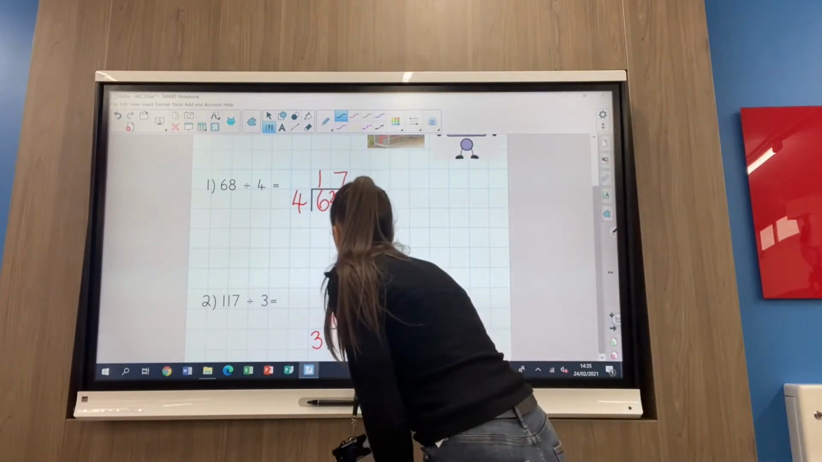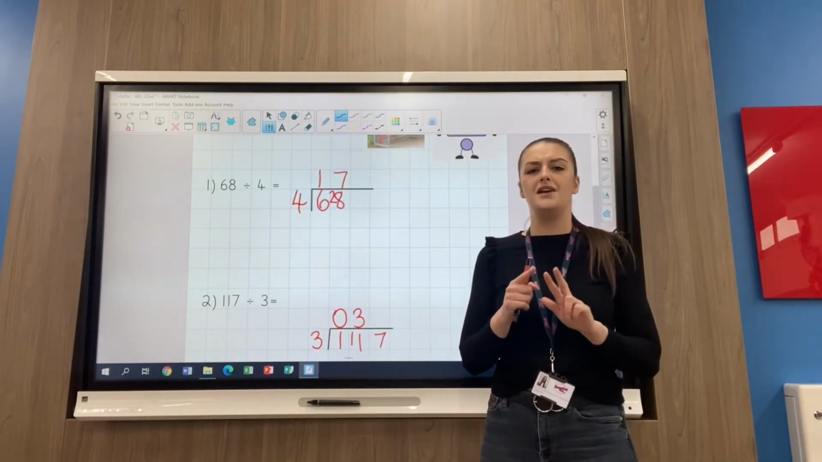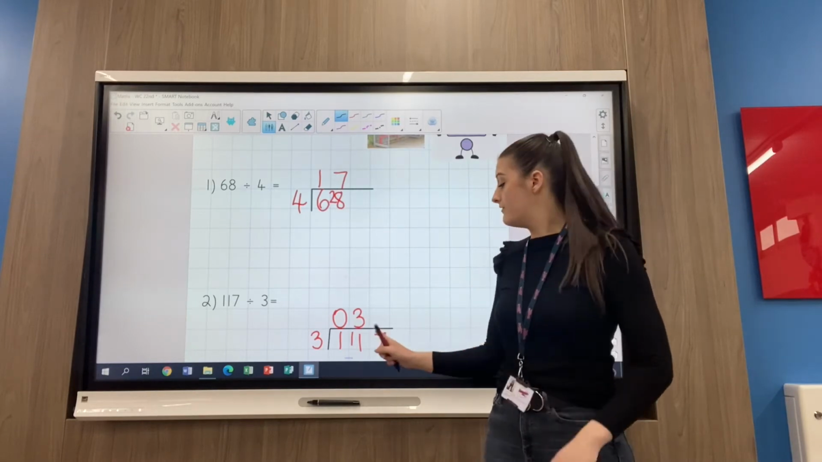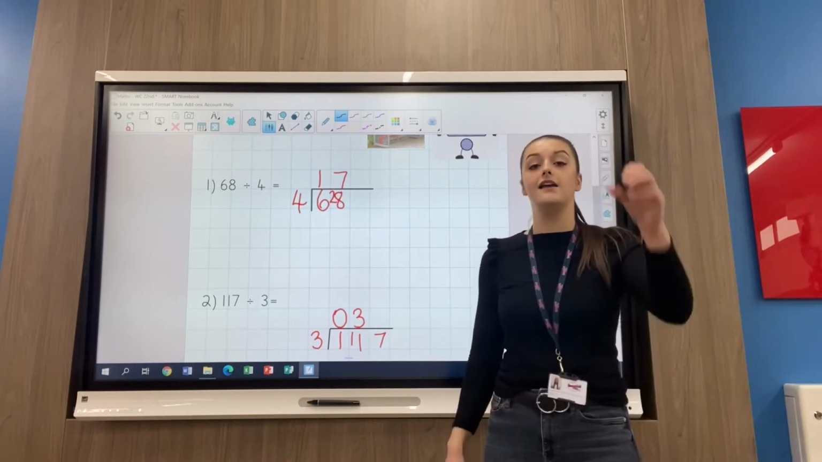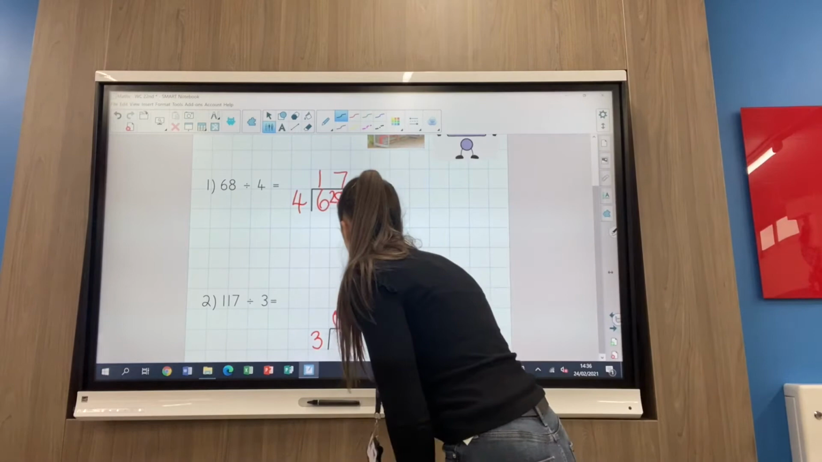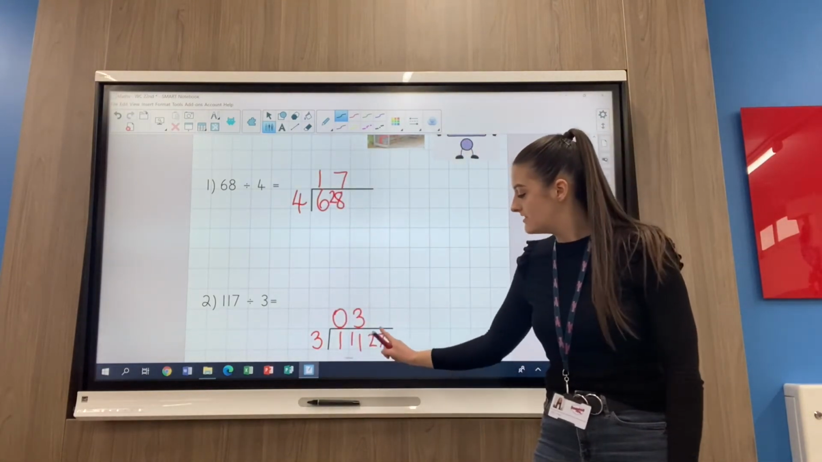So I'm going to record that on the top in the number 11. But that only got me to number 9. So we need to count on from 9 to see how many we've got left over that we need to carry to the last digit here. So 9, 10, 11. I've got 2 left over. So that becomes 27. Can you see that number there, 27?